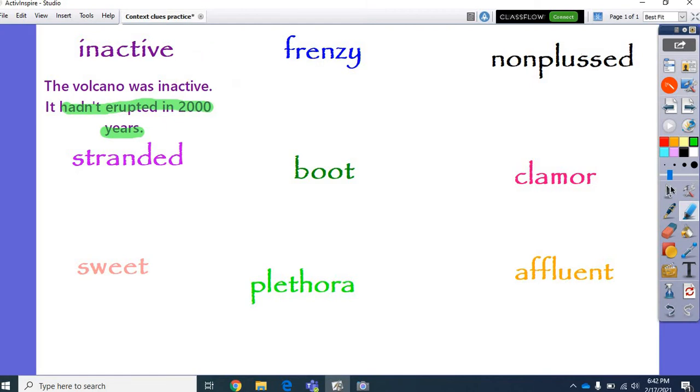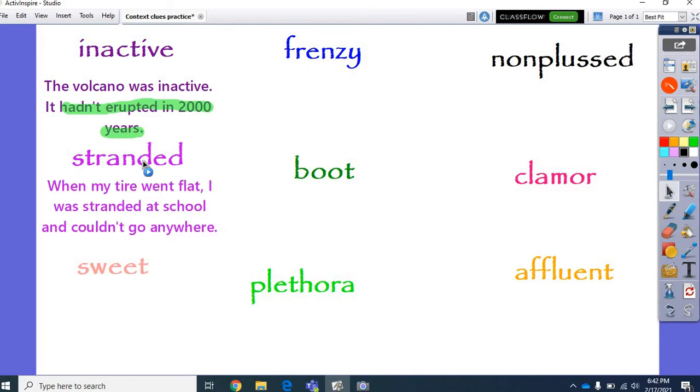All right, so let's look at another one that's in the volcano story. It's the word stranded. Yeah, stranded. So let's look at a sentence. When my tire went flat, I was stranded at school and I couldn't go anywhere. All right, well, I see the word stranded. Remember, with context clues, I'm going to look at all the words and sentences around it and see if it will tell me what it is. Sometimes it will just come right out and tell you, and other times there are clues that will give you a good idea of what it could be.